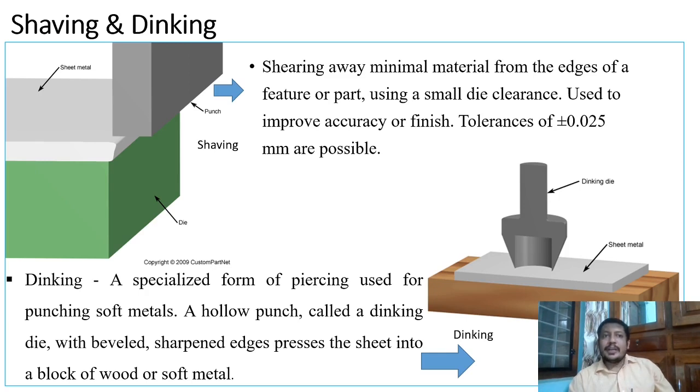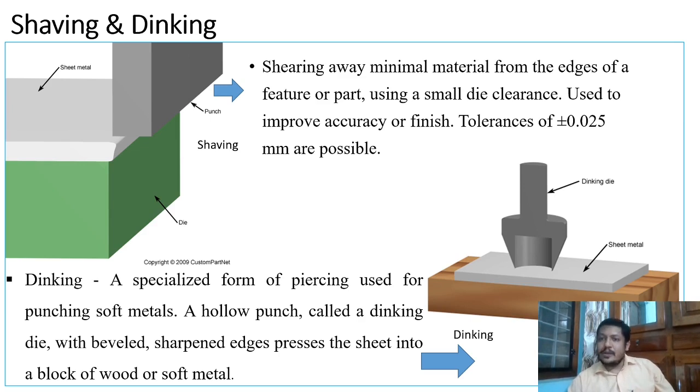Now another two operations are shaving and dinging. Shaving is almost a finishing operation in sheet metal. Very minimal material is removed in the shaving operation. Normally it is shearing away minimal material from the edges of a feature or a part using a small die clearance, used to improve accuracy or finish. Tolerances of plus or minus 0.025 mm are possible with the shaving operation.